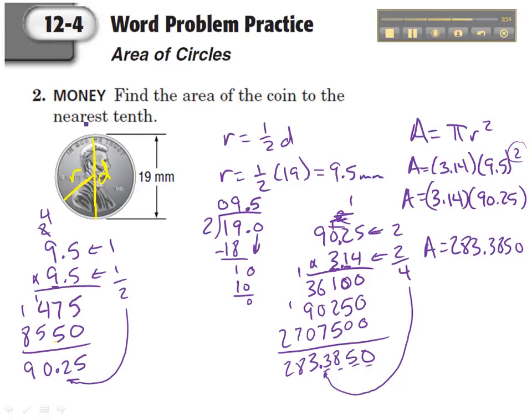But we're rounding to the nearest tenth. So I need the digit in the tenths place. Look to the number to the right of it. It is 5 or more, so raise that 3 to a 4. So 283.4, 283 and 4/10 millimeters squared for area. Okay, use a calculator to check your answer, but try to do the multiplication by yourself first. And then if you get a different answer on your calculator, go back and check your work.